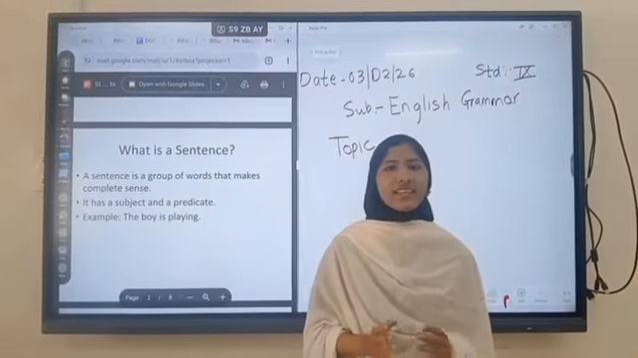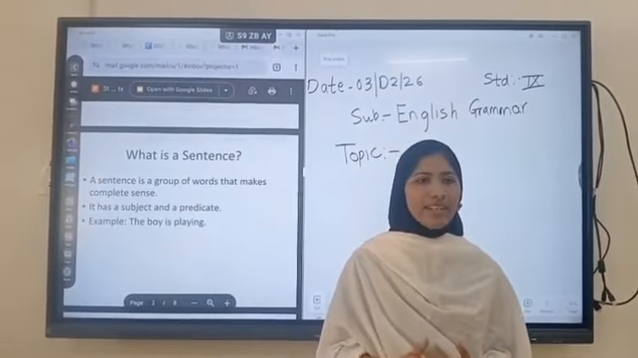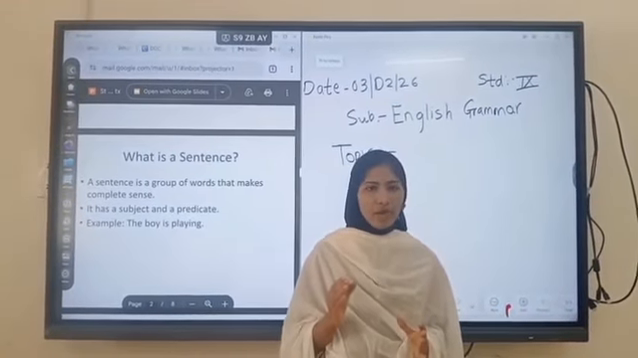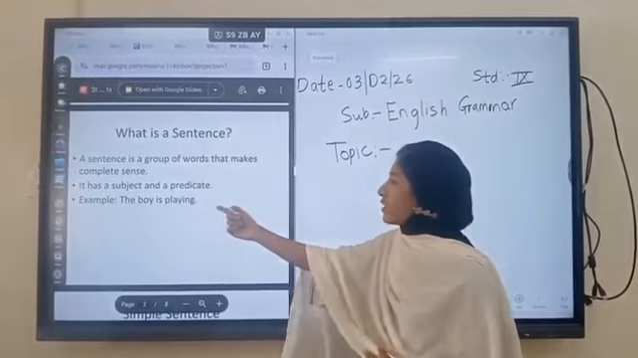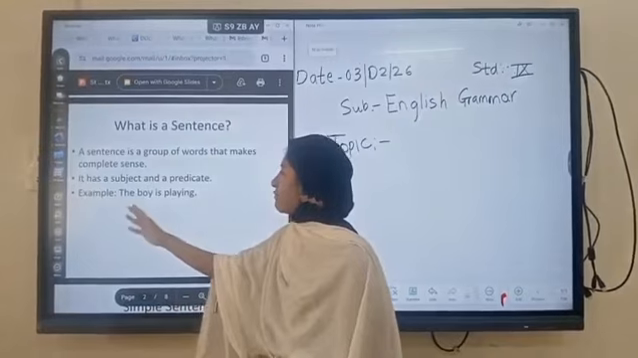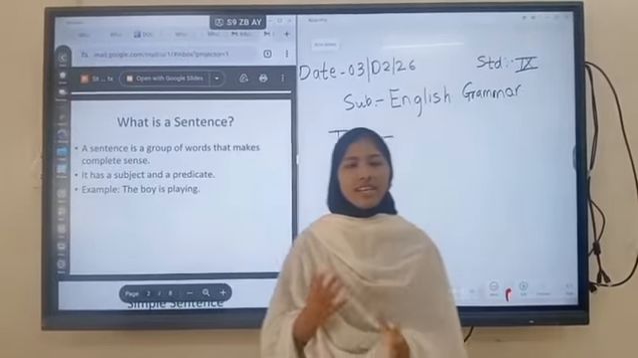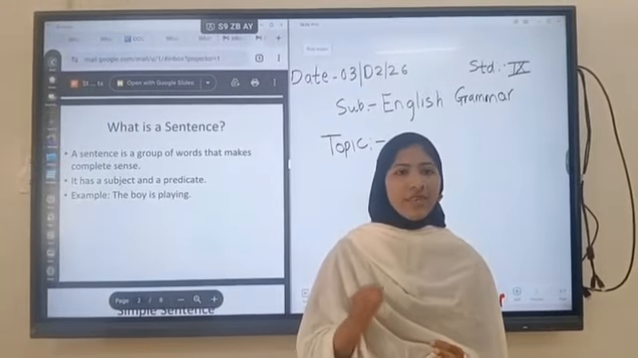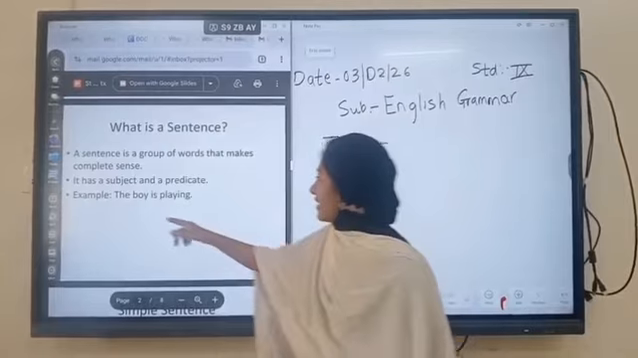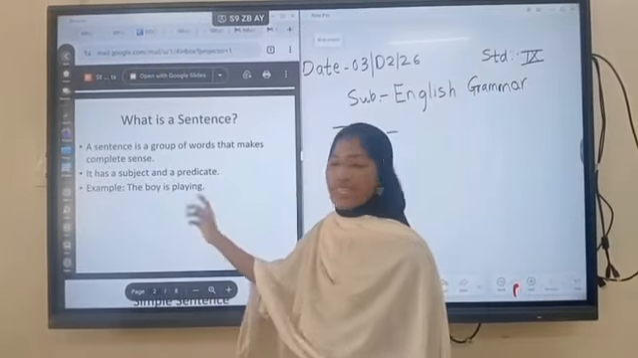A sentence is a group of words collected together and arranged in a systematic manner: a subject and then a verb and predicate. It expresses one complete thought or one complete idea. For example, the boy is playing. The boy is who is performing the action. It can be any person or a noun, anything. Is playing is the predicate. What action he is performing is playing.